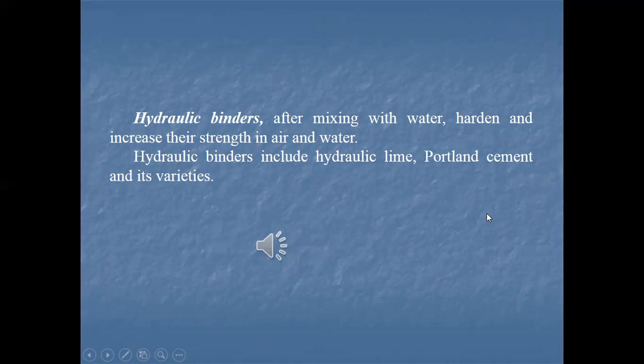Hydraulic binders, after mixing with water, harden and increase their strength in air and water. Hydraulic binders include hydraulic lime, Portland cement and its varieties.